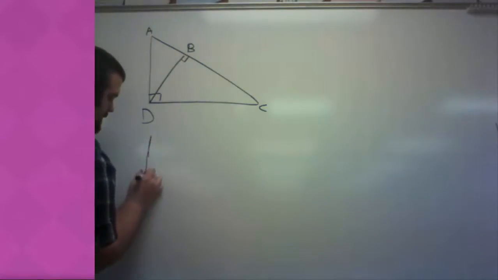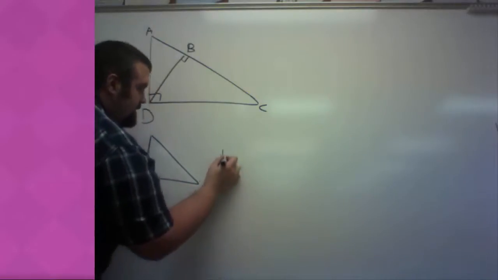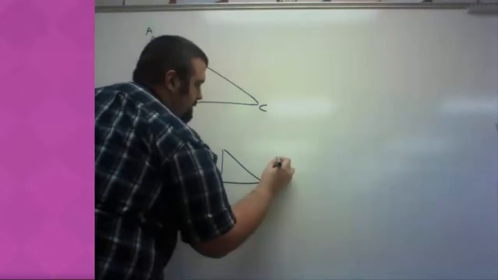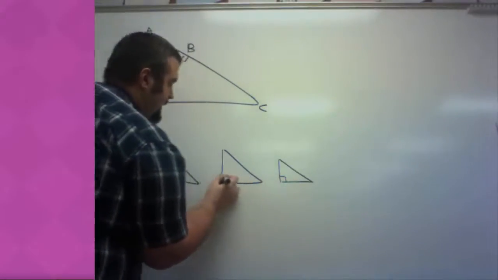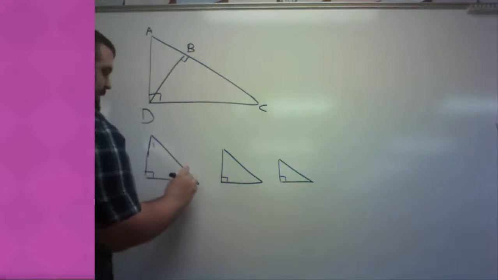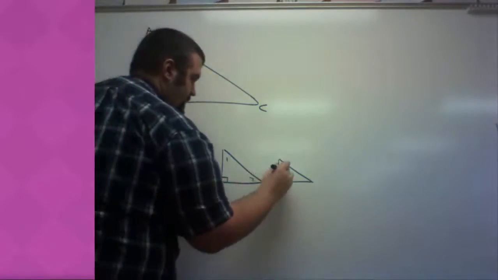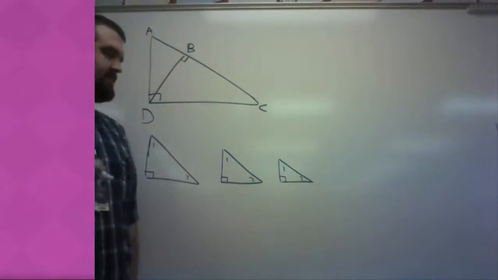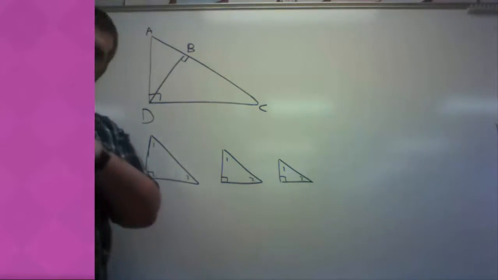One here, the one that's slightly smaller, and one that's slightly smaller yet. I'm going to make it so the right angle is down in the bottom left, and I'm going to make it so 1 and 2, 1 and 2, 1 and 2. Now, why did I put 1 and 2 there? It's just a little bit of help for me.